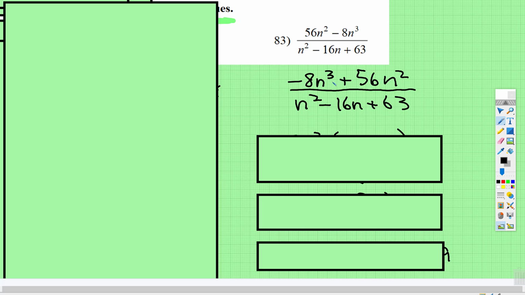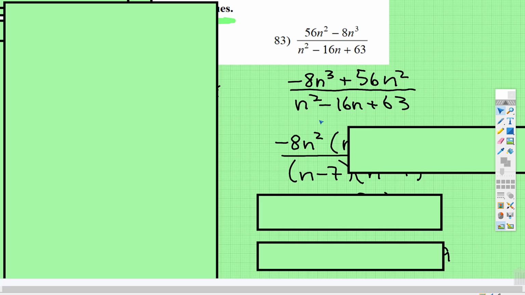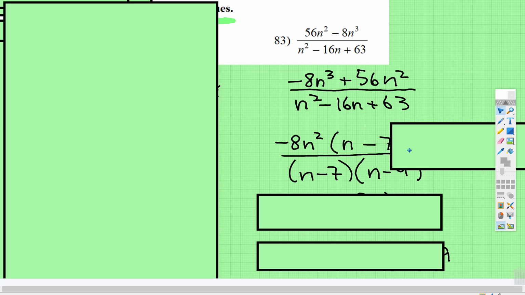What do 8n cubed and -8n cubed and 56n squared have in common? Well, they each have an 8, they each have an n squared, but because the lead coefficient is negative, I'm going to factor out a -8n squared. And when I do that, well, -8 divided by -8 leaves +1, and then n cubed divided by n squared just leaves n. And then positive 56 divided by -8 is -7. And then n squared divided by n squared is just 1. So that's what the numerator looks like.